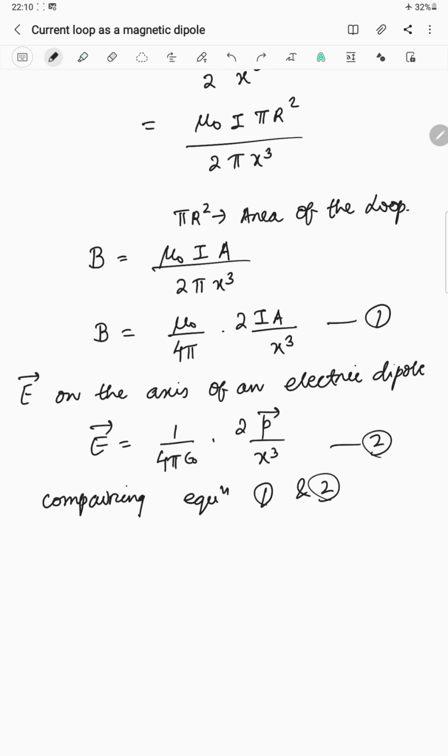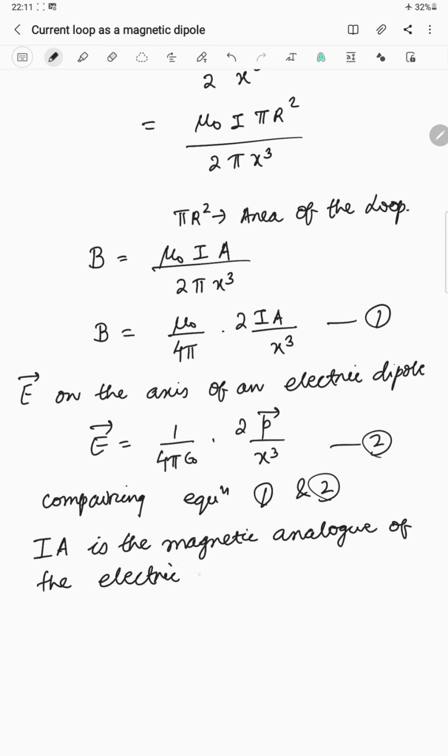So comparing equation 1 and 2, what we can say is that I into A is the magnetic analog of the electric dipole moment p. Therefore I A will be named the magnetic dipole moment and is represented by M with a vector sign. It is a vector quantity, that is I A vector.